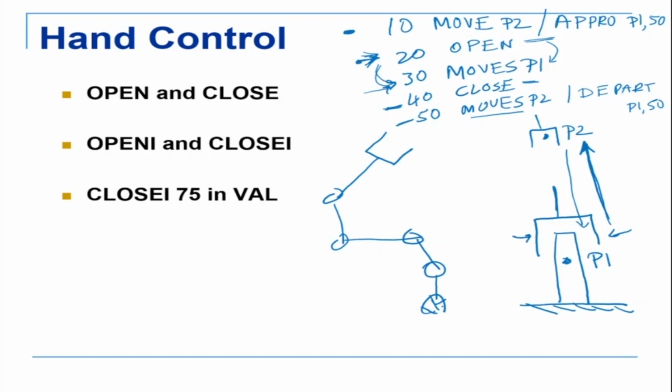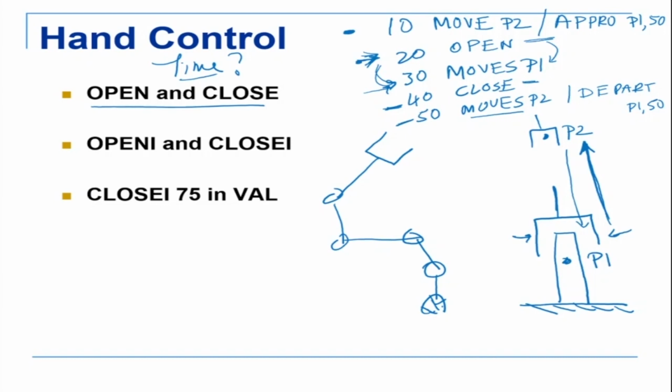Okay, and so in the first case, there is a chance it will hit the object. The second case is it will not catch the object at all. Okay, why? Because opening and closing of the gripper takes time. So this is something that we need to keep in mind.